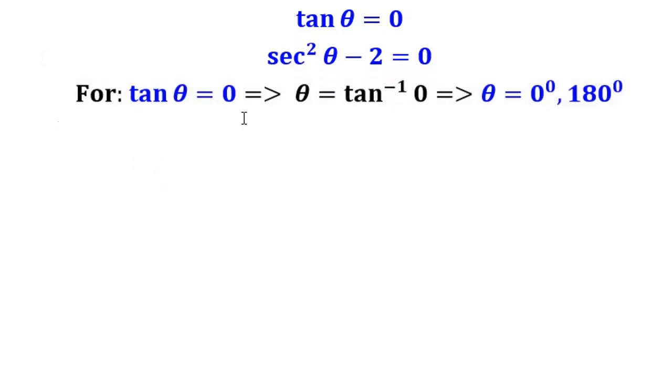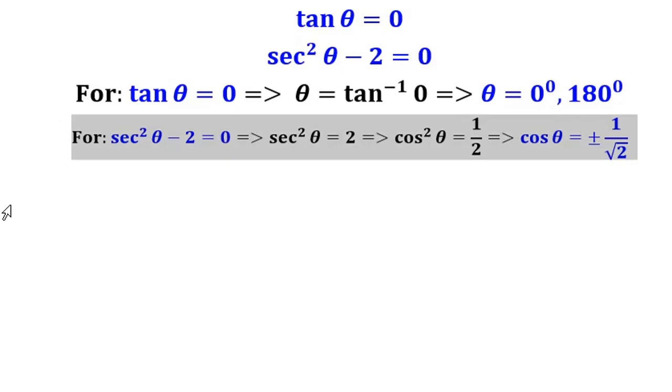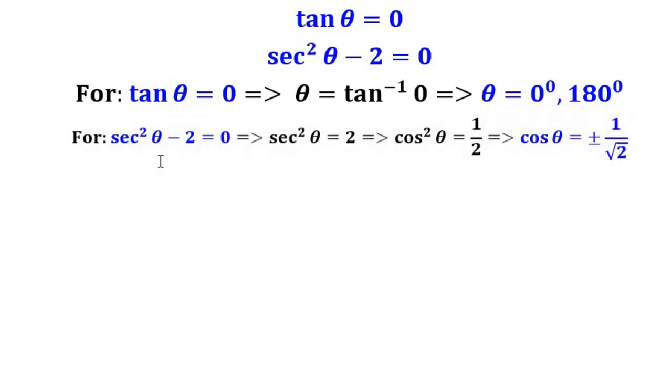For tan theta equals 0, theta equals tan inverse of 0. That means theta equals 0 degree and 180 degree. And those are the quadrantal angles. And those are the two solutions that you will lose if you cancel tan theta at the beginning. Then for secant squared theta minus 2 equals 0, secant squared theta equals 2. That means cosine squared theta equals 1 over 2. That means cosine theta equals plus or minus 1 over square root of 2.